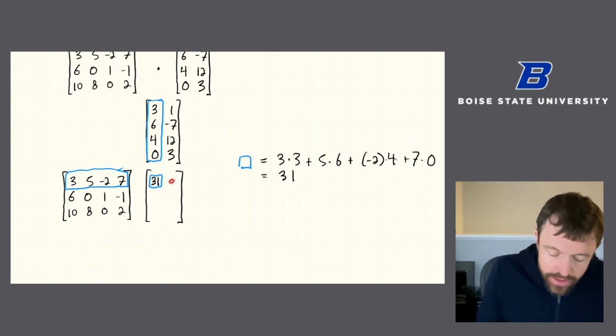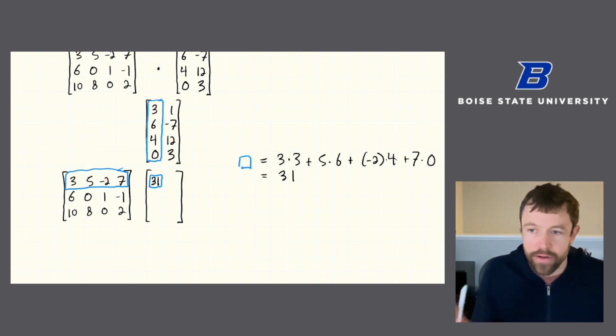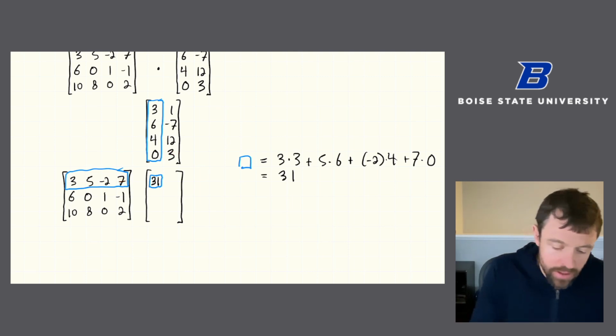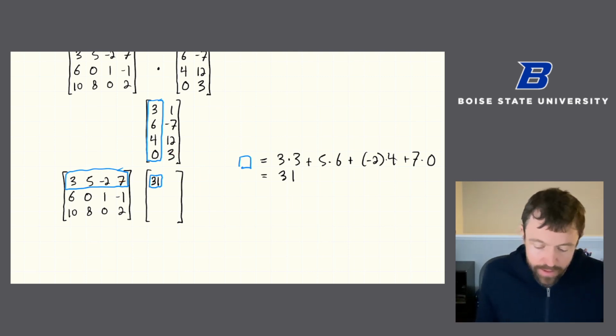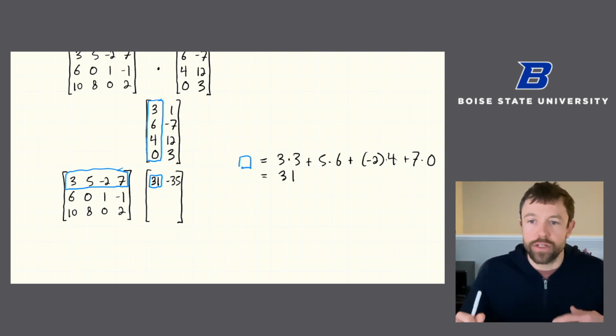If I'm trying to find this entry here, now I want this column and this row because they point to this entry. And so 3 times 1 is 3. 5 times negative 7 is negative 35. So now we're at negative 32. Negative 2 times 12 is negative 24. Negative 32 and negative 24 is negative 56. Negative 56 and 21 is negative 35. So I just found this entry in my head.